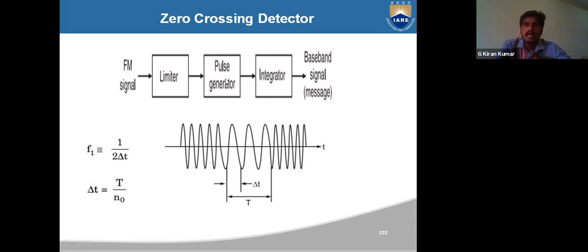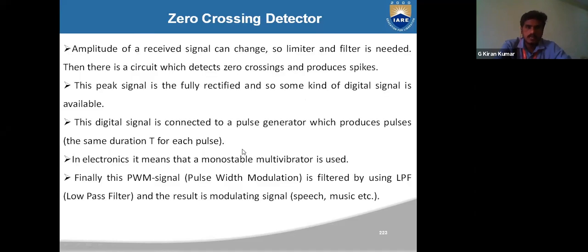Inside the pulse generator, it will generate pulses based upon the zero crossing spikes. Suppose here it crosses zero; at this particular place it generates one spike, or gives some voltage, or some energy. Here you will get one spike, and here also. Like this, for a number of crossings, we will get a number of spikes.